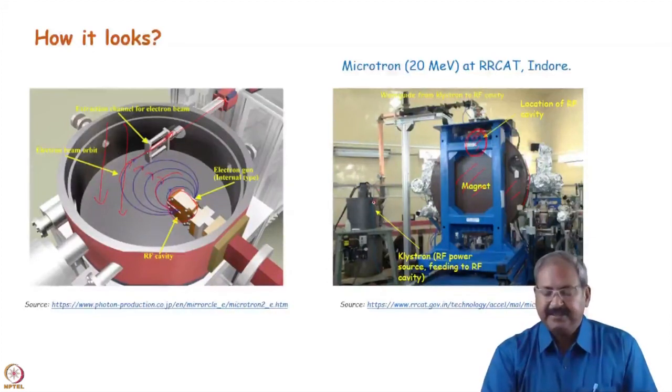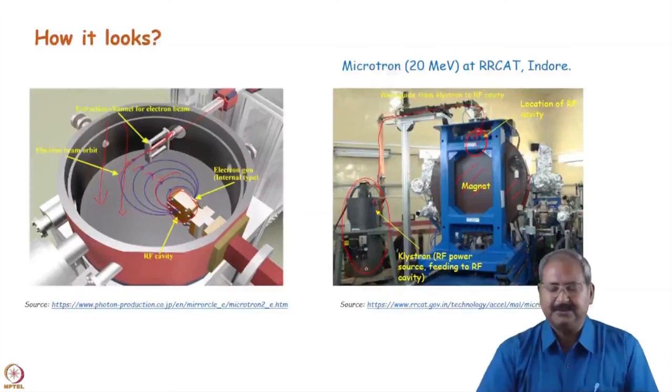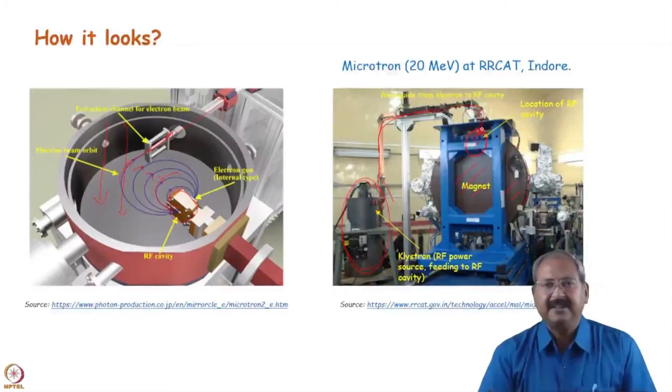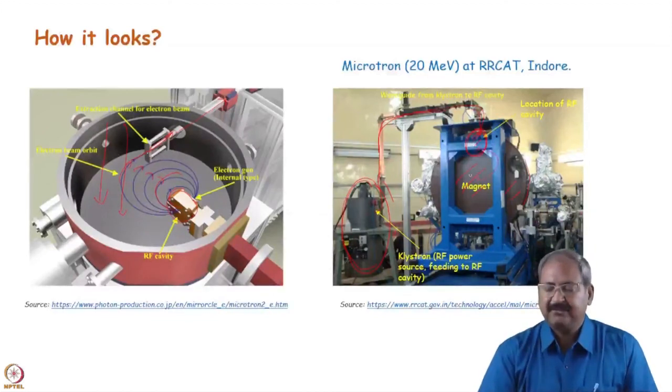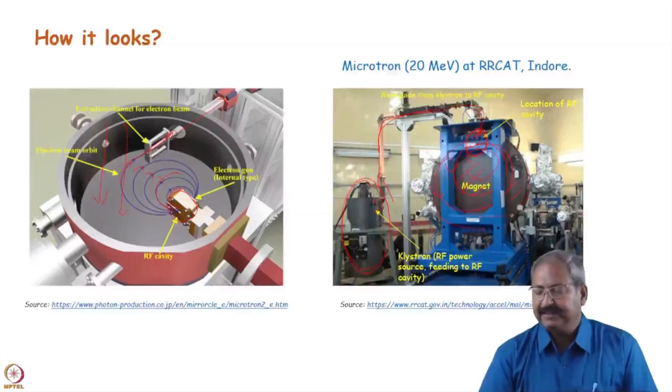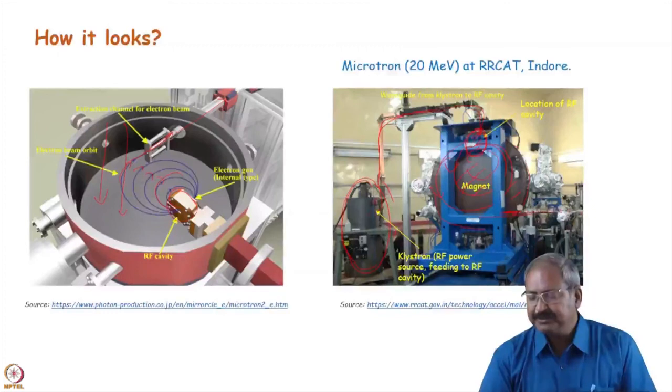And you can see that there is one thing, this is known as a klystron. It is the RF amplifier, so it feeds RF power through these waveguides to the cavity. So this is the RF source, and it feeds the RF energy to the cavity from here, and this RF energy gives energy to the particles, the electrons. An electron revolves like this. And here is the extraction channel inside this Microtron, and the ejected particle goes through this line.